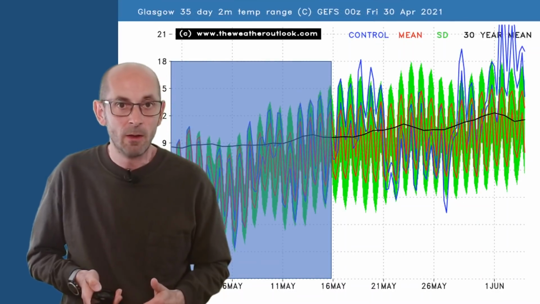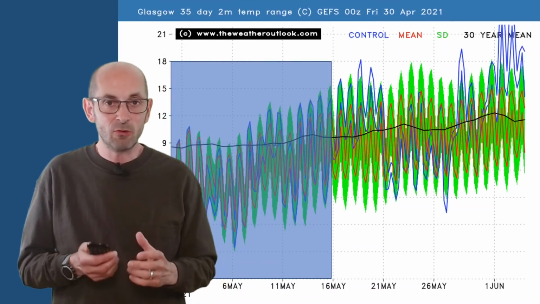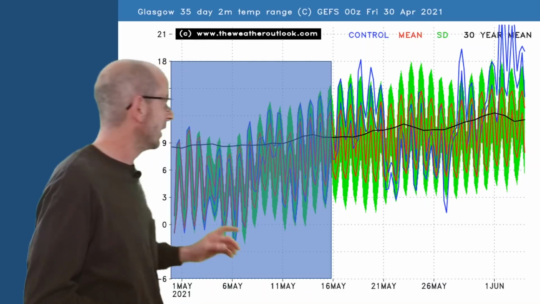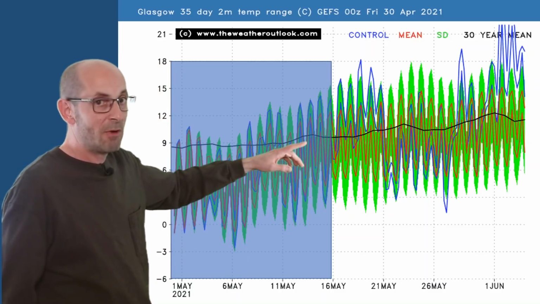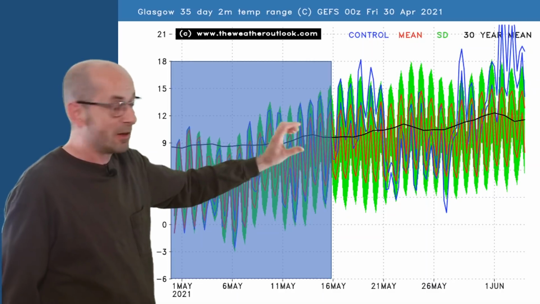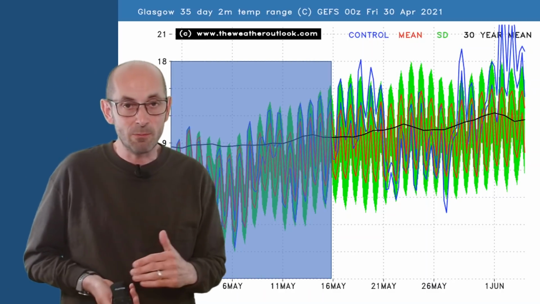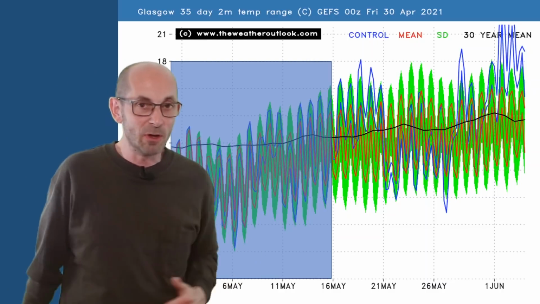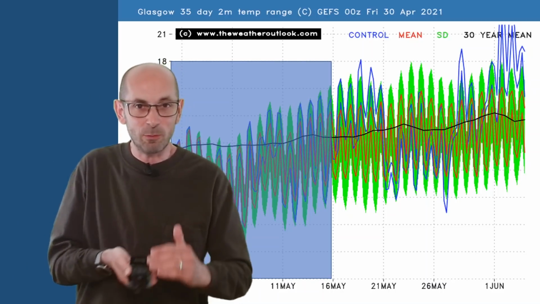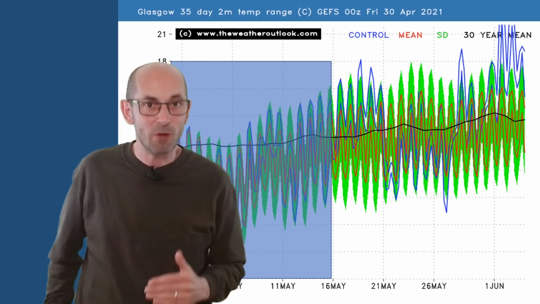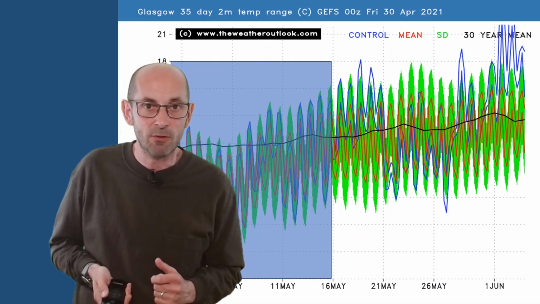Taking a look at the same charts for Glasgow, 2 metre temperatures here. On the whole, I think the reds through the second half of the month there, the red lines indicating the mean from the model, are slightly below the 30-year average. So there's a tendency here for it to be a little bit colder still relative to the average as you head further north.